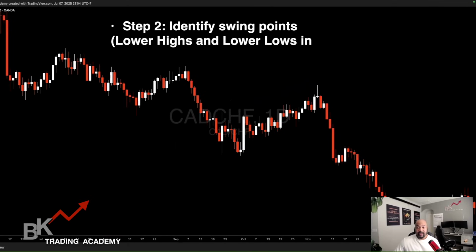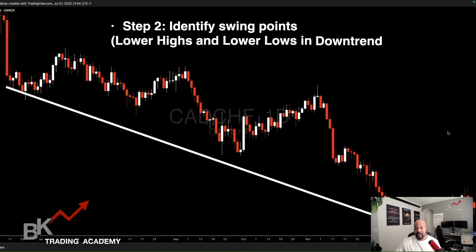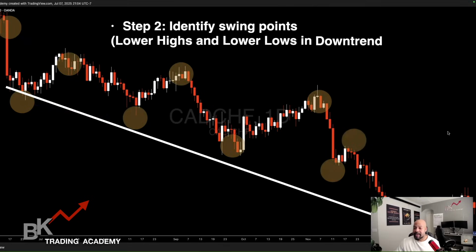Now in a downtrend, it's the reverse. We're identifying swing points for a downtrend. This time we're going to say lower highs and lower lows. So notice we're in a downtrend. This is my trend line. Here is our high, our low, our lower high because it's lower than this high. This is our lower low because it's lower than this low. And then we continue this sequence of lower highs, lower lows, lower highs, and lower lows.